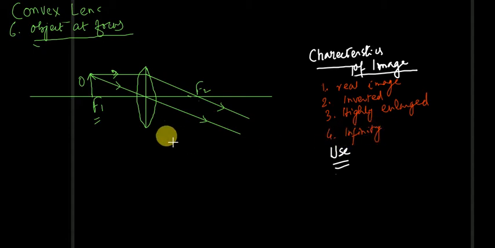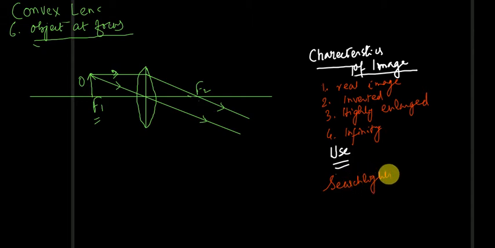Okay, so if you see our first diagram that we have done, there the object was at infinity and the image was getting formed at focus. Now the object is at focus and the image is getting formed at infinity. Okay, so where are these kinds of lenses used? This is used in searchlights.